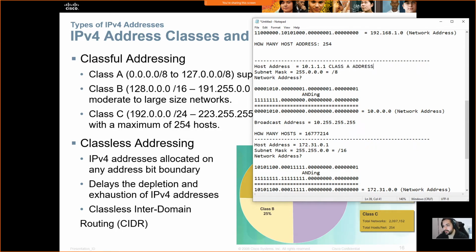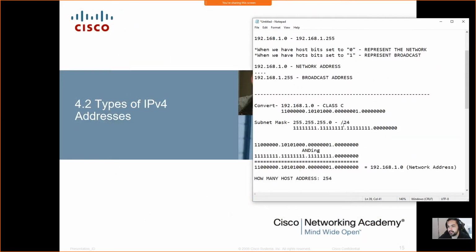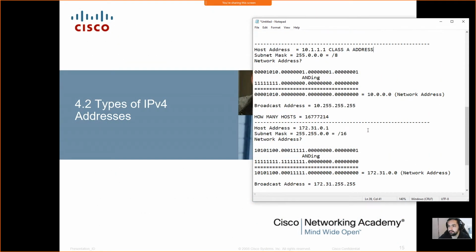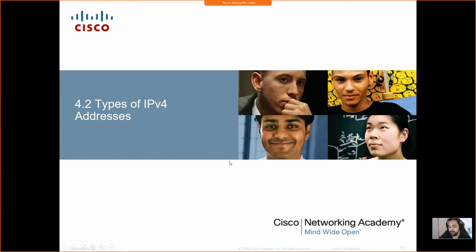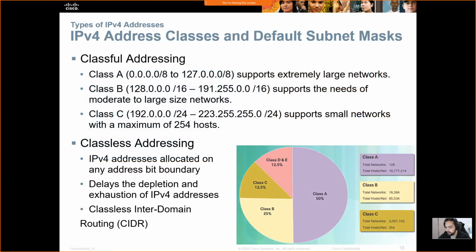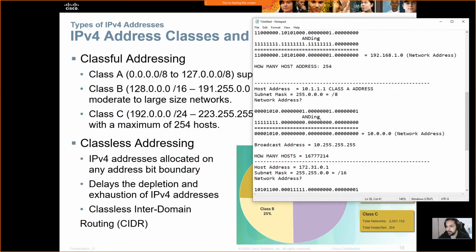I did this on purpose. I put them in different orders to force you guys to identify them. So we identified the class C, we identified the class B, the class A. Which class do you think the other address is, guys? The other address that we calculated.